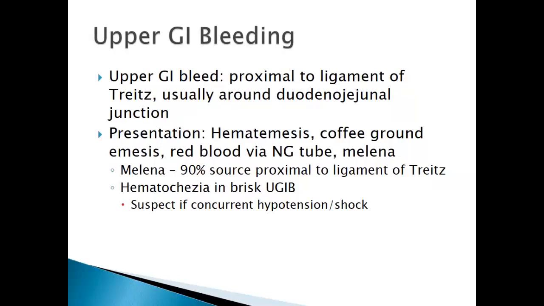The caveat for hematochezia is it's generally lower bleeding unless you have hemodynamic instability. So positive orthostats with hematochezia, or just frank hypotension or tachycardia. That's when we would suspect a very brisk upper GI bleed. So we would treat those as an upper.